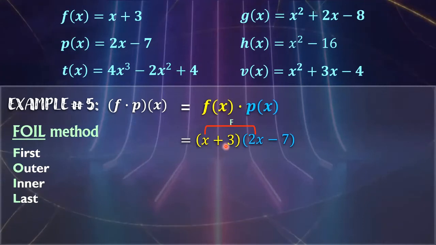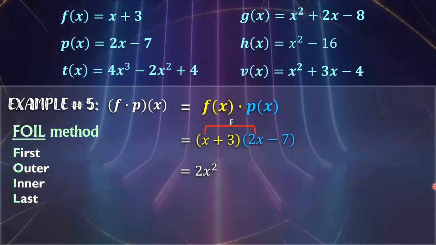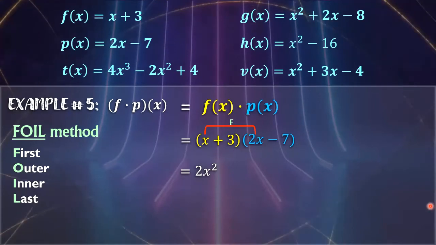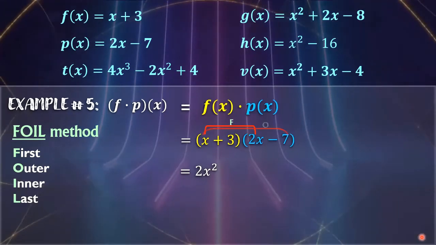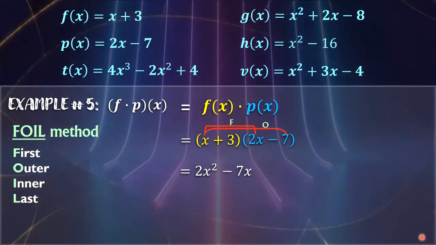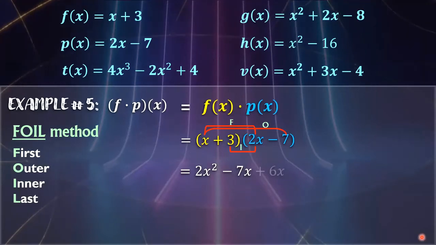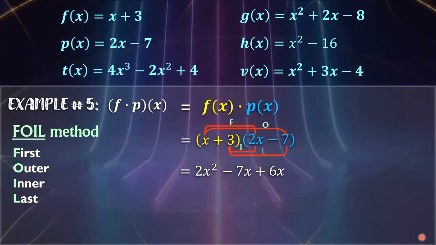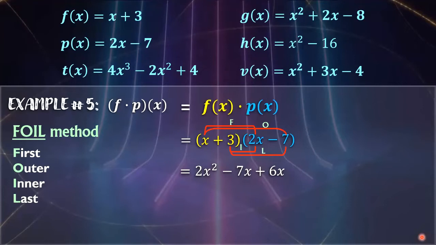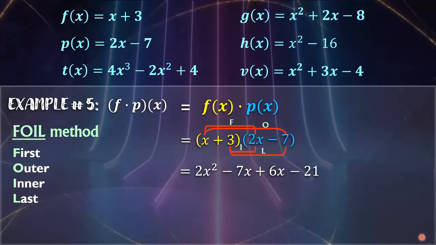So, x times 2x, we have 2x squared. Basta, when multiplying variables, we need to add the exponent. Next, outer, x times negative 7, that's negative 7x. Inner, 3 times 2x, that's 6x. And last, 3 times negative 7, we have negative 21.